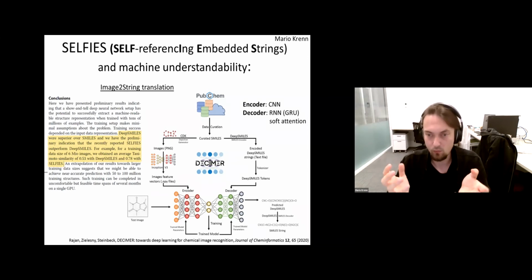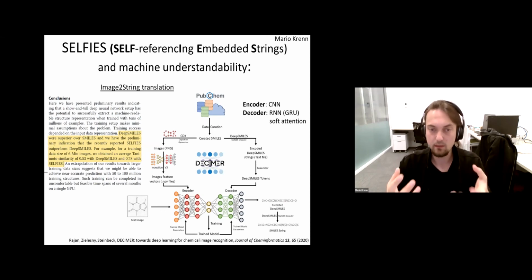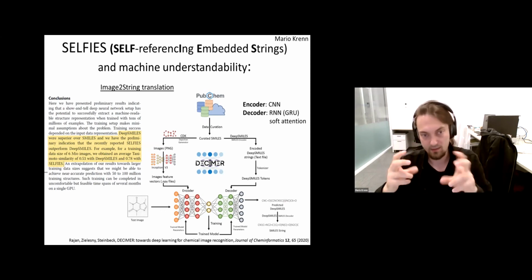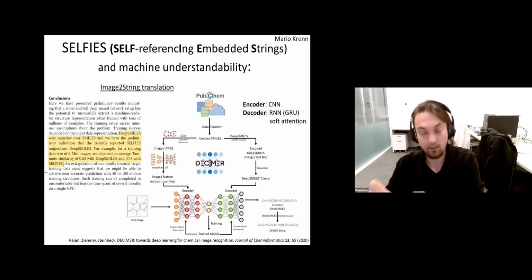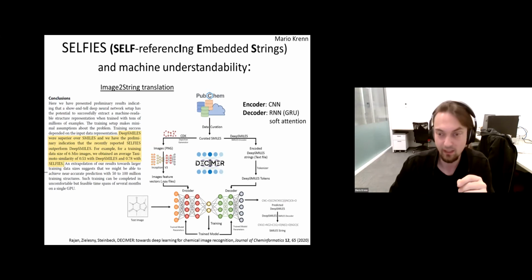So here in no way is there a connection to this robustness, at least not in a direct way. So it seems like this model finds it easier to understand and to write SELFIES than SMILES. And this is really, really strange because I really don't understand why that is.